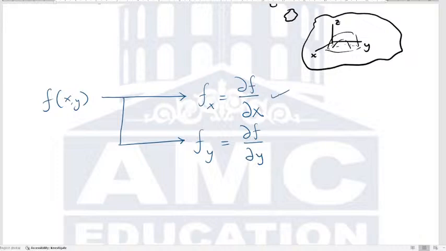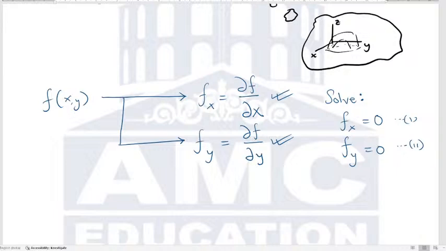Now, once we get these two partial derivatives, we get a system of equations. We solve the system of equations in which the first equation is fx equal to 0, the second equation is fy equal to 0. So there are two equations that we have. We'll now solve these equations and find out certain values of x and y.